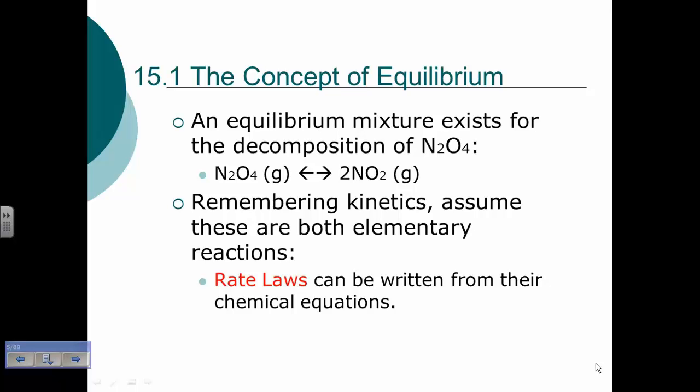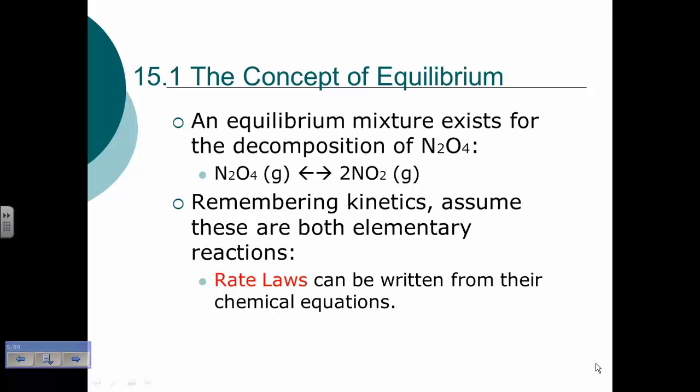Remembering kinetics, we assume that these are both elementary reactions. Now I'm going to take us back and stress what I've just said. In the very last section of our kinetics chapter, we talked about reaction mechanisms. And whenever we wrote a dynamic equilibrium with a forward and reverse reaction, one going forward, one going in reverse, those were always elementary reactions. They were a part of a multi-step mechanism.